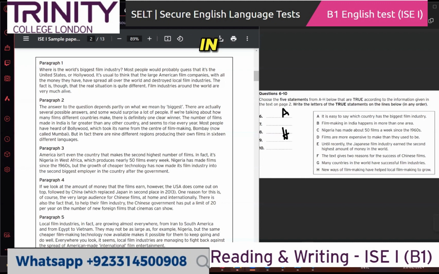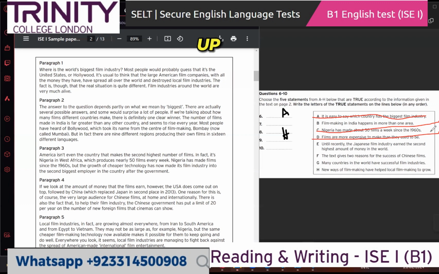G, many countries in the world have successful film industries. That's also true. H, new ways of filmmaking have helped local filmmaking to grow. That's also true. So the false statements are actually A is false. B is true. C is false, more expensive, and D is false. The rest of the statements are true: B, E, F, G, and H.